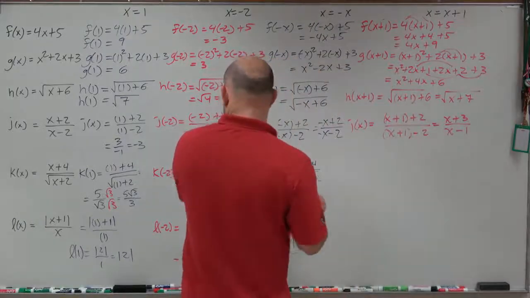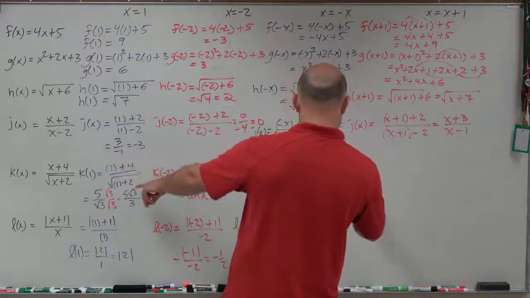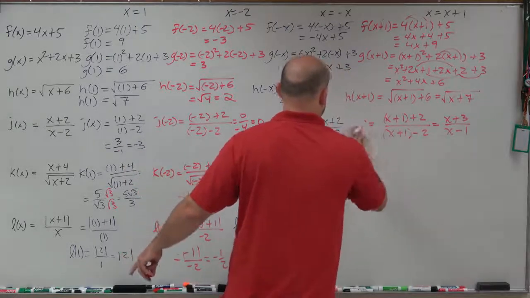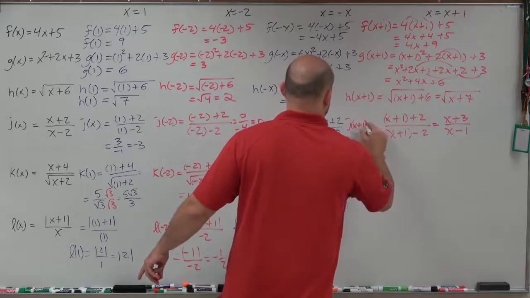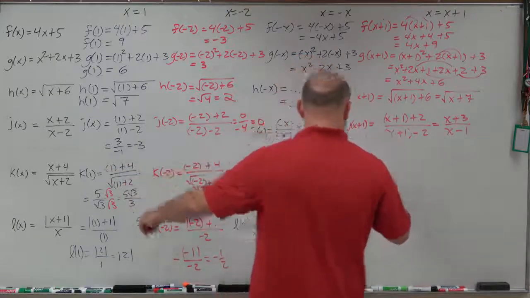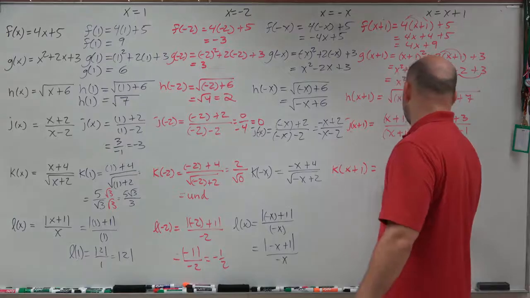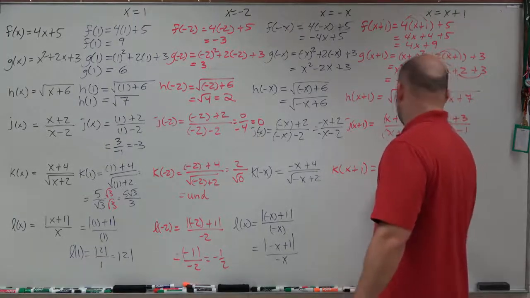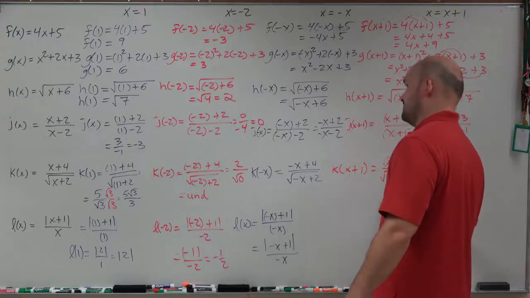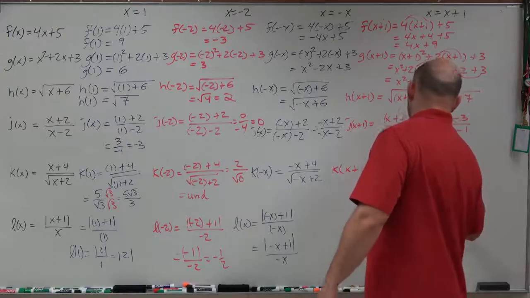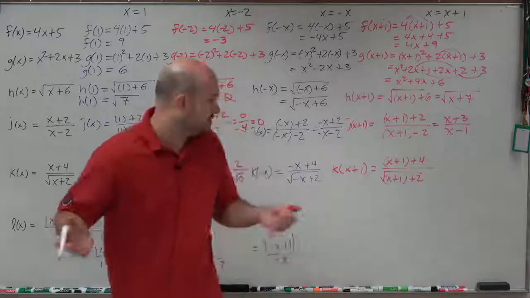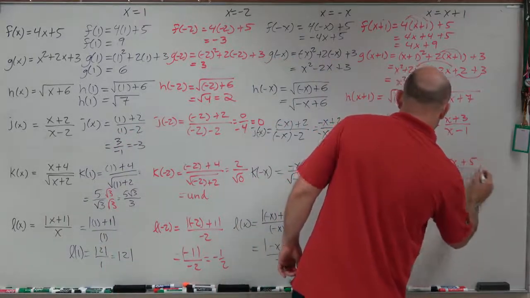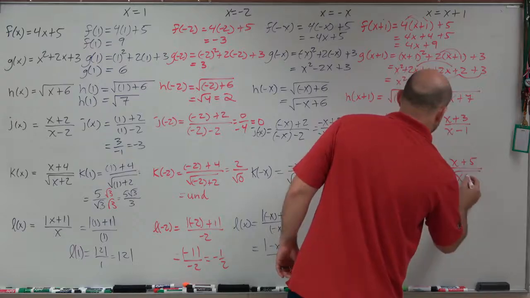The next one here is k of x, so we'll do k of x plus 1. That is going to equal x plus 1 plus 4, all over the square root of x plus 1 plus 2. And again, we're just going to be adding the numbers to simplify. So that's going to equal x plus 5 all over the square root of x plus 3.